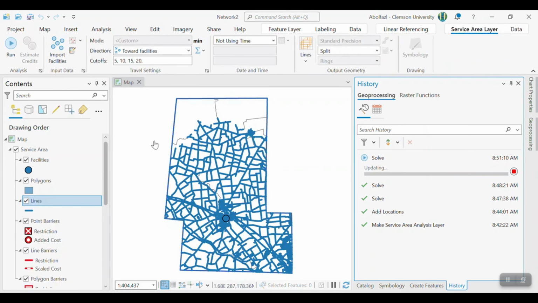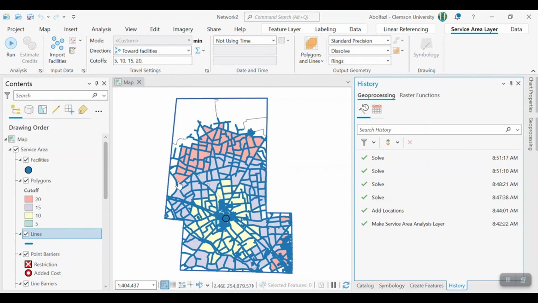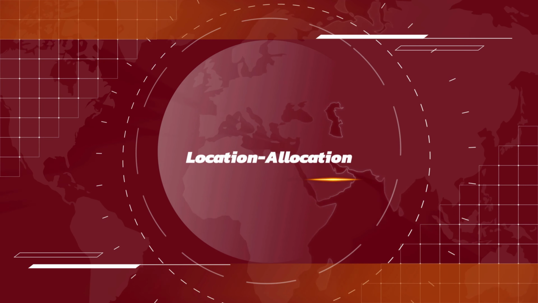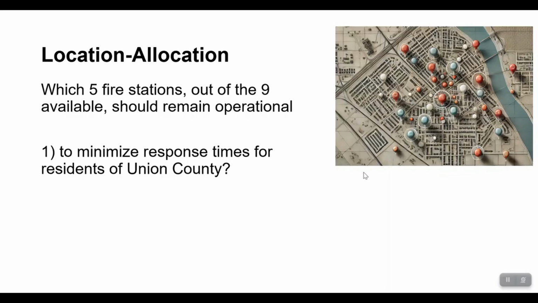So it shows the polygon and also lines that you can reach in 20 minutes in different cutoff values. So now let's move to the location allocation analysis.